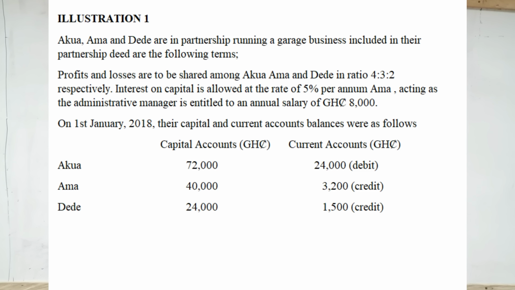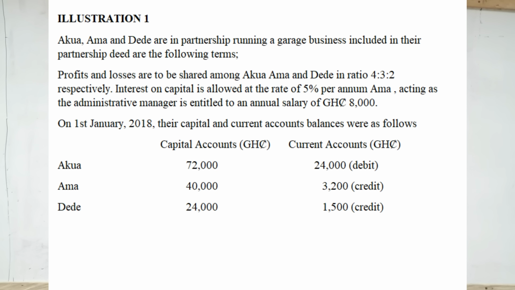Equia, Ama, and Dede are in partnership running a garage business. Included in their partnership agreement are the following terms. 1. Profit and losses are to be shared among Equia, Ama, and Dede in the ratio 4:3:2. So that is the profit and loss ratio. Interest on capital is allowed at the rate of 5% per annum. Ama, acting as the administrative manager, is entitled to an annual salary of 8,000 Ghana cedis.